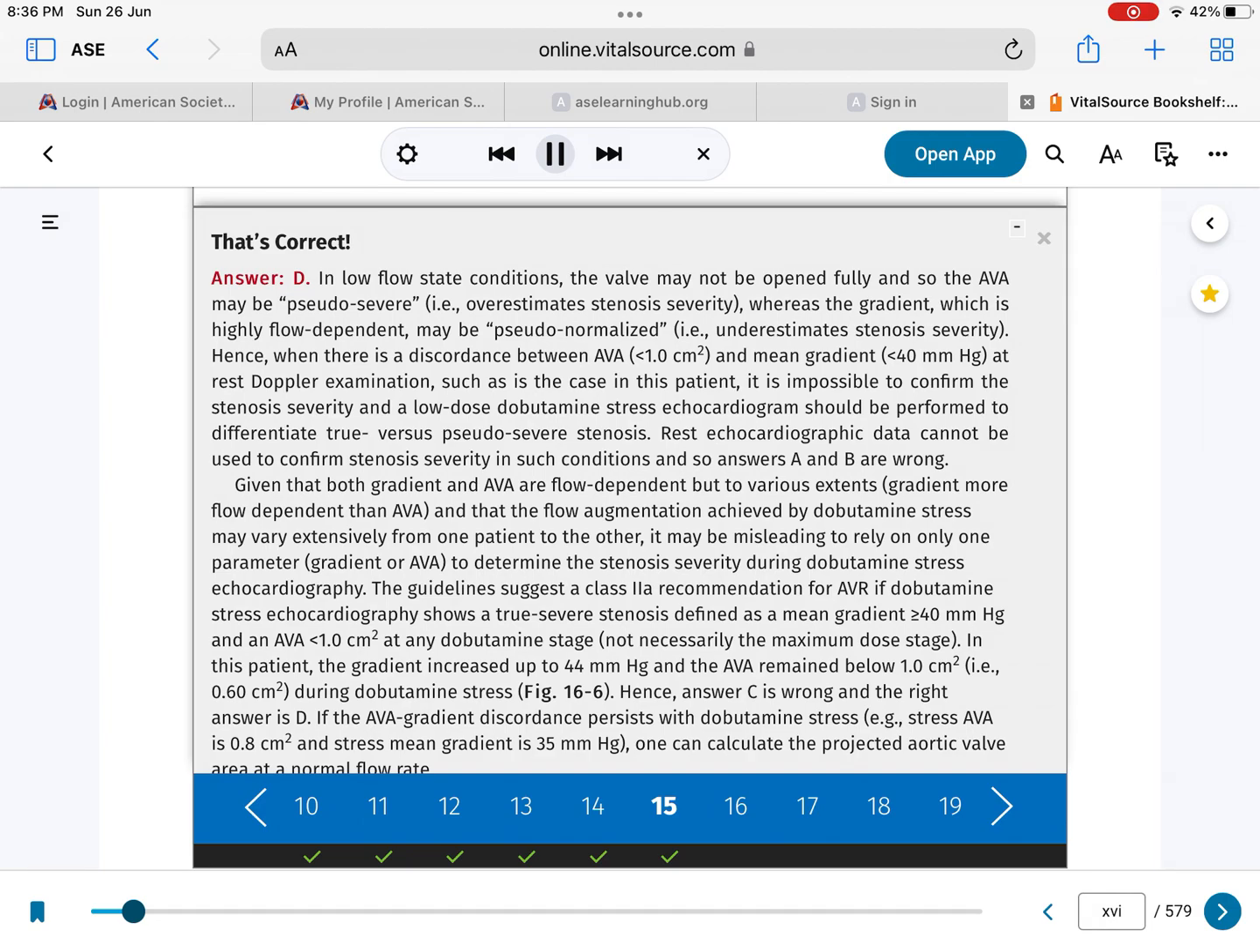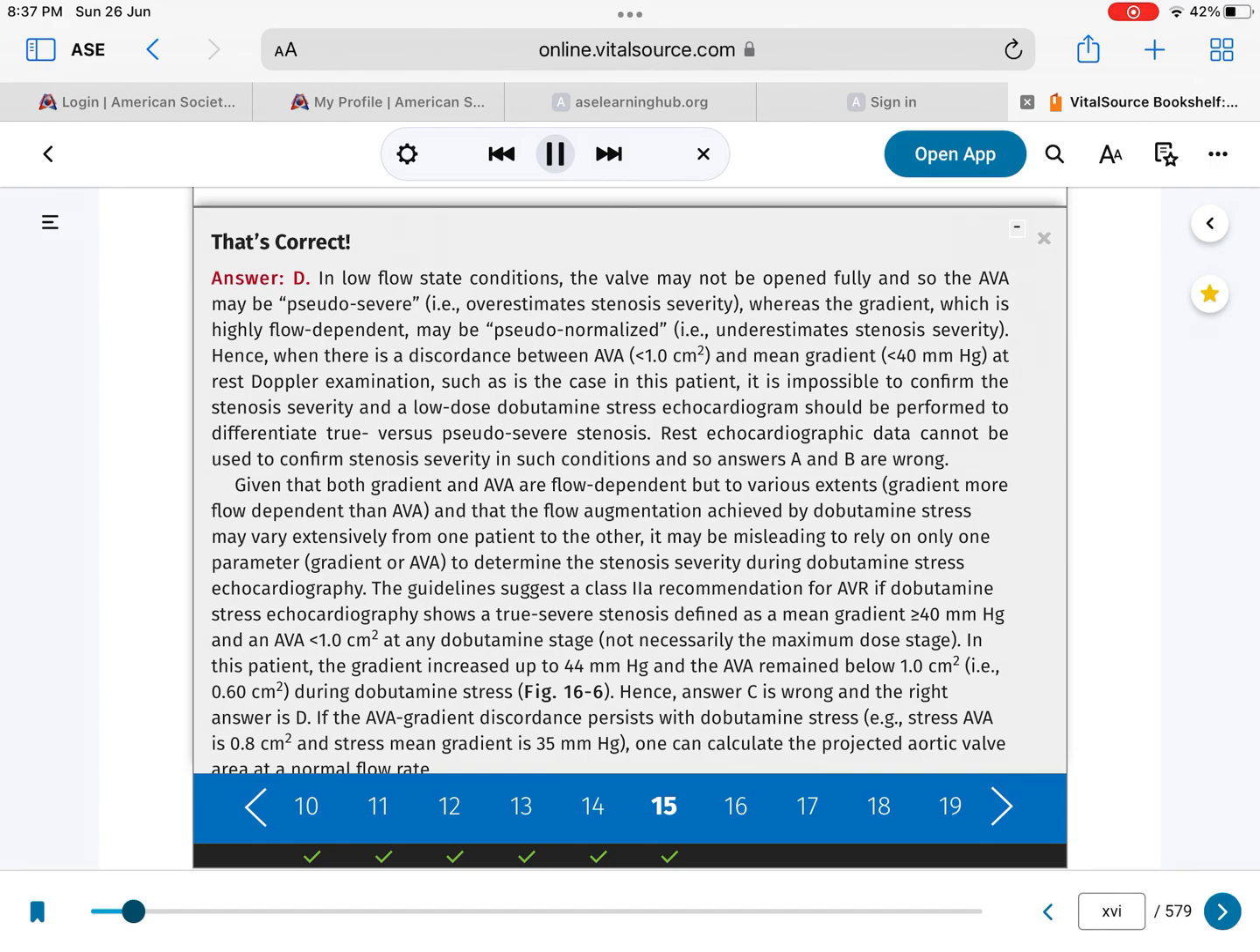Figure 16-6A, B. How would you grade AS severity? A. Moderate AS because the resting mean gradient is less than 40 mmHg. B. Severe AS because the resting aortic valve area is less than 1 cm2. C. Severe AS because at the end of dobutamine infusion, mean gradient is more than 40 mmHg. D. Severe AS because at the end of dobutamine infusion, mean gradient is more than 40 mmHg and aortic valve area is less than 1 cm2.